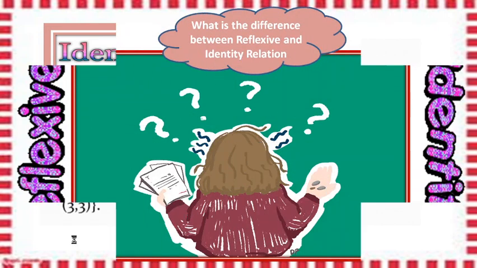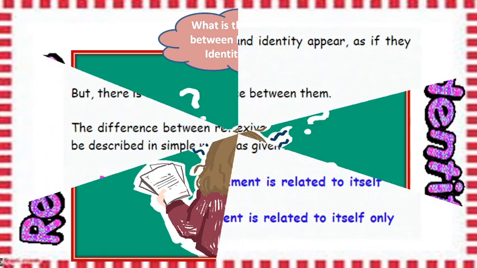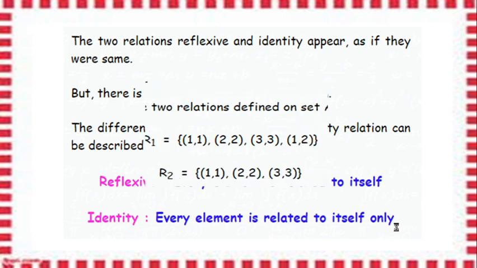Now, a few students must be confused about what is the difference between reflexive and identity relation, right? So, let's see what is the difference. The two relations, reflexive and identity, appear as if they were the same, but there is a huge difference between them. The difference can be described in simple words as given below. Reflexive means every element is related to itself, and identity means every element is related to itself only.